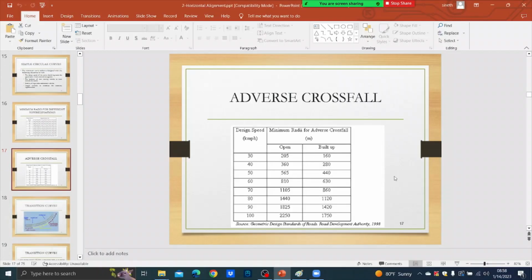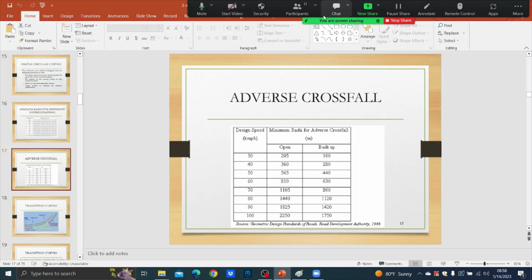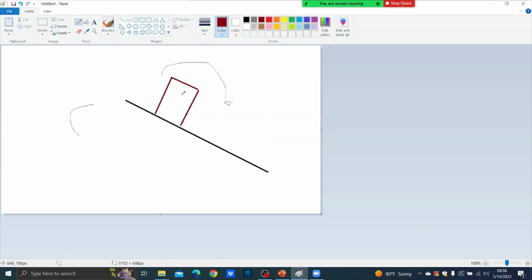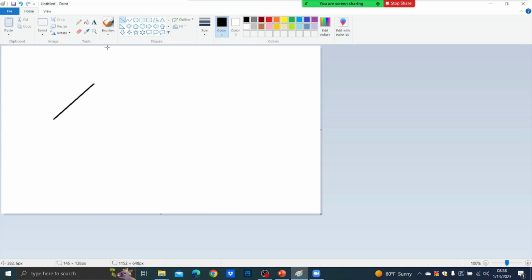So maybe you are having some questions on this. Okay, now this is the normal crossfall.